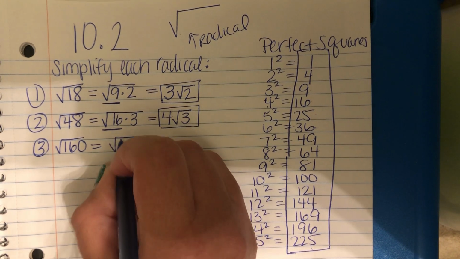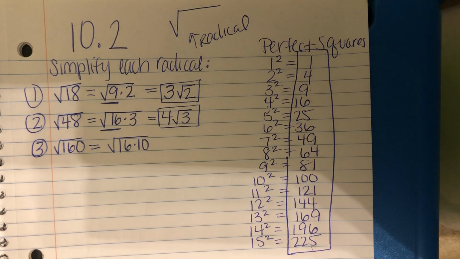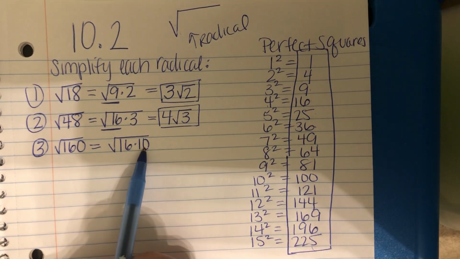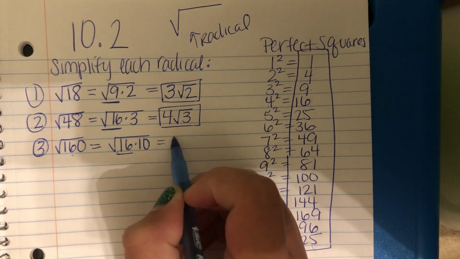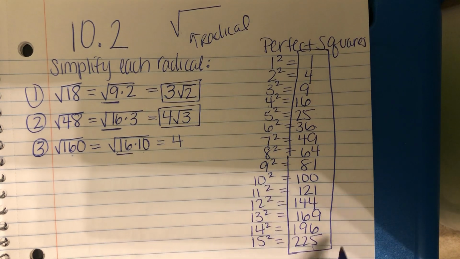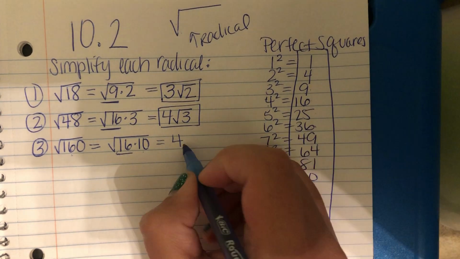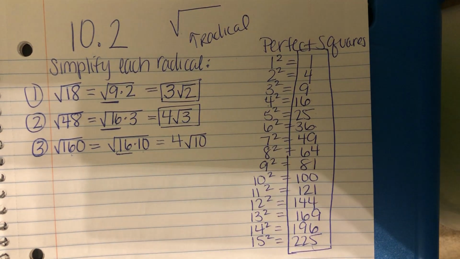Some of these are pretty obvious. Some of them are not. So sometimes it's going to take you a little bit longer. So 16 times 10 is 160. What is the square root of 16? 4. Is 10 one of these perfect squares in this box? Nope. So I leave it under the root.